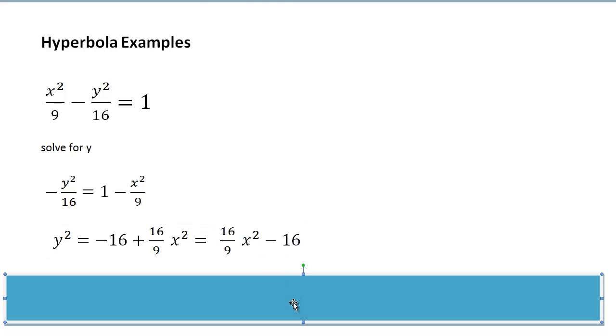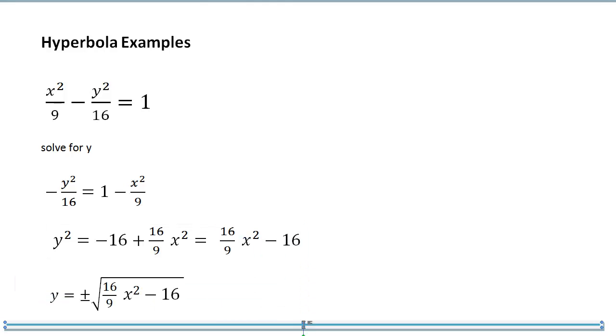Very much like the formula that you developed earlier, when you take the square root of both sides, you get y equals plus or minus the square root of 16 over 9x squared minus 16. So we know it opens left and right. The first thing we need to ask is, what is the value of x that will make the whole thing 0? We know that where x equals a, that's going to make it 0. So we're looking for an x value of 3 because a is 3.